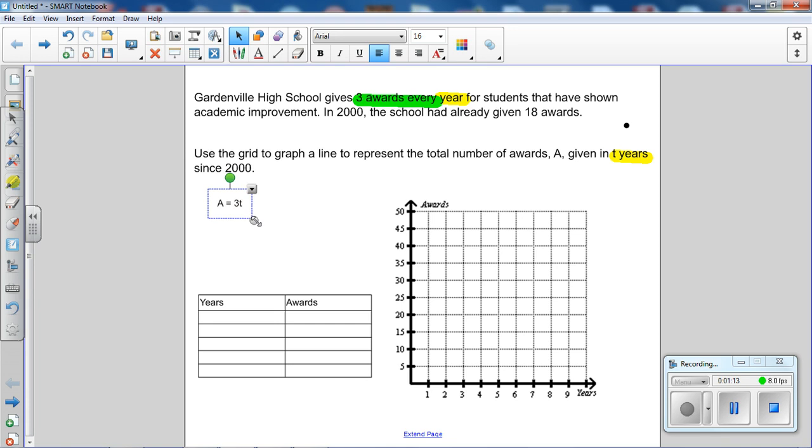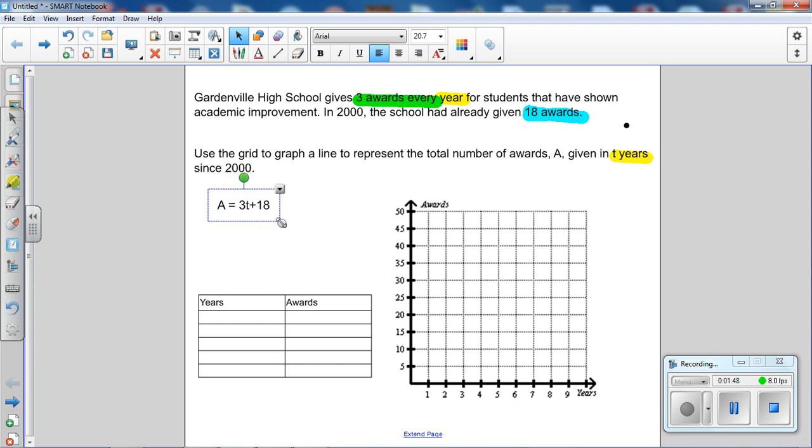Now let's take a look at something else it says. It says in 2000 the school had already given 18 awards. The year 2000 is where it's asking us to begin. So if I'm already giving awards, I have to take these 18 and add them since they've already been given. I'm going to add those because that is my initial amount of awards. So my equation should look like A is equal to 3T plus 18.